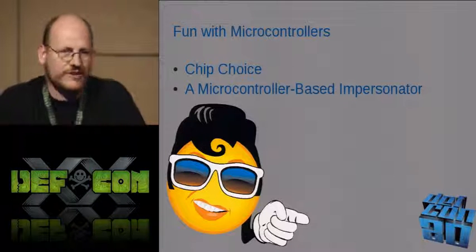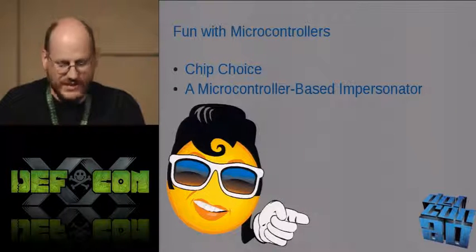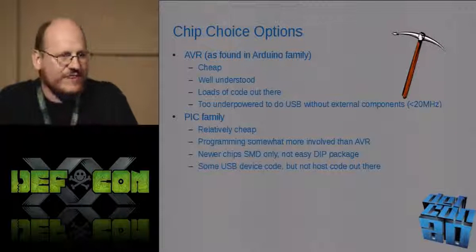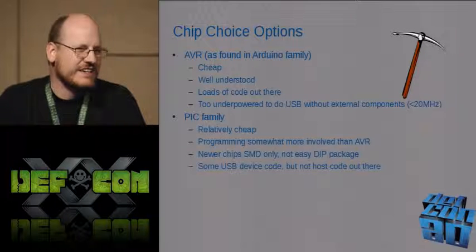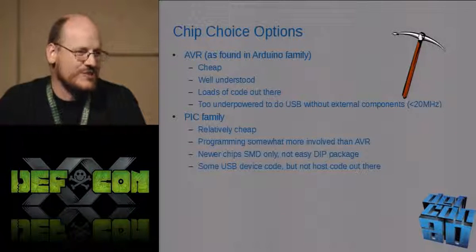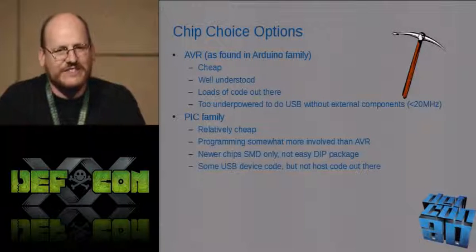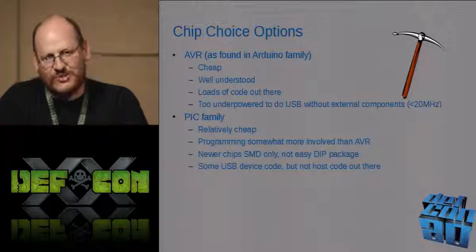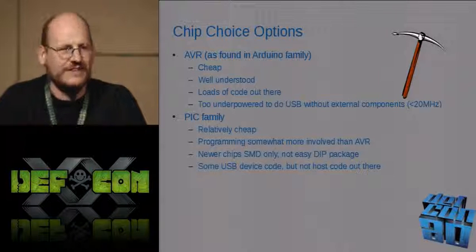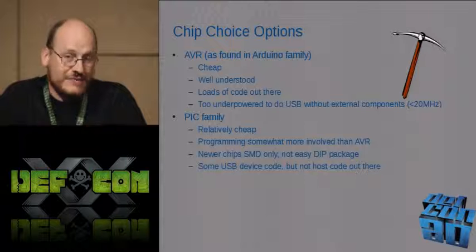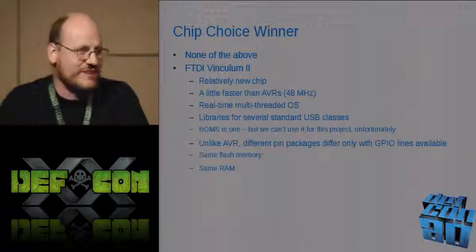So, when you're going to use a microcontroller, you can look at the different possibilities and say, which one should I use? Well, AVR is pretty popular. It's used in the Arduino family. A lot of code out there, unfortunately, doesn't do USB very well. Even the U series chips, yeah, you don't need the FTDI chip anymore, but they don't do mass storage. They will do HID stuff, but they don't do the mass storage stuff. Same thing is true with the PIC family. A lot of people like them. I like them. They're fine, but just not good for this purpose. So the winner is neither of those.